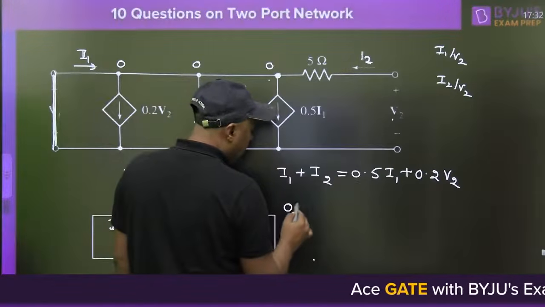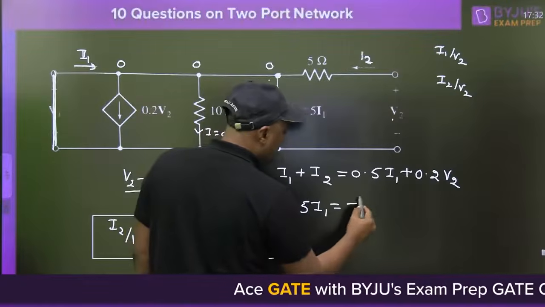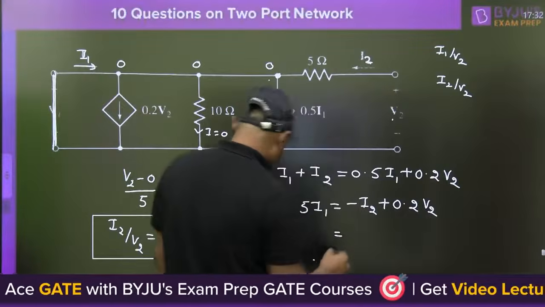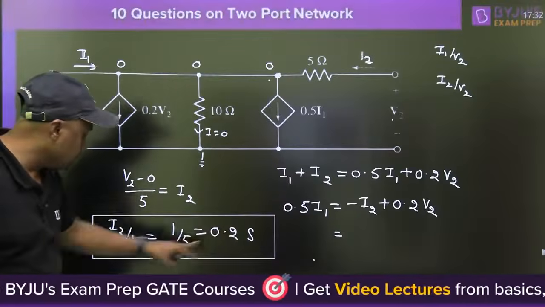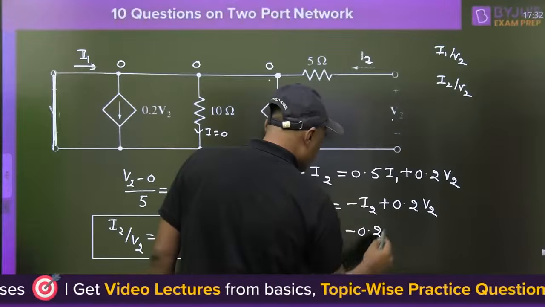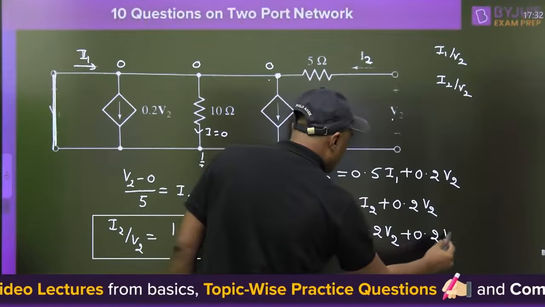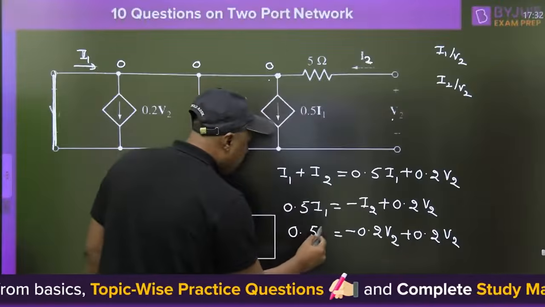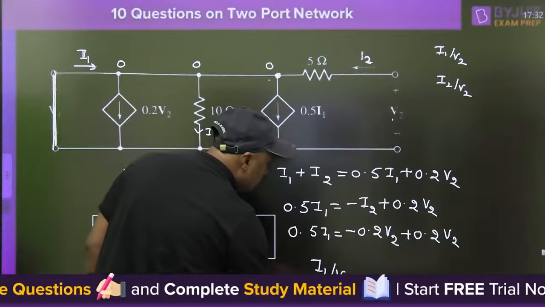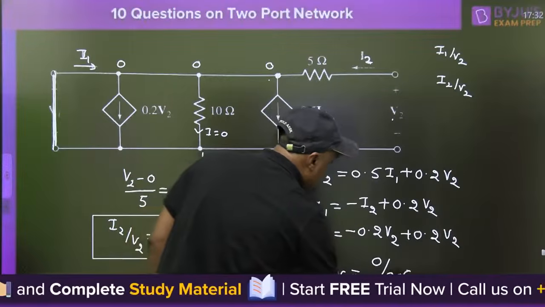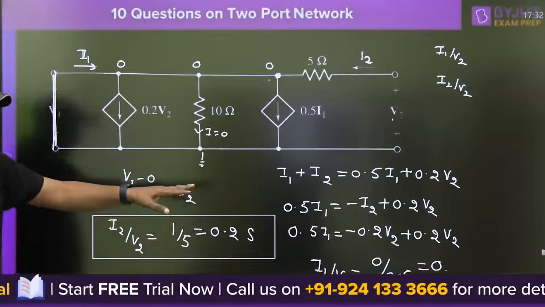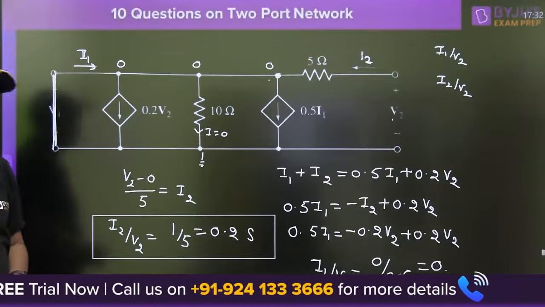Now here it will become 0.5 I1 is equal to minus I2 plus 0.2 V2. Now what is the I2 here? I2 is equal to 0.2 times V2. So minus 0.2 V2 plus 0.2 V2 gives 0. I1 upon V2 is 0 upon 0.5, that is 0. We are just putting the values, minus and plus, and we get 0 Siemens for that.